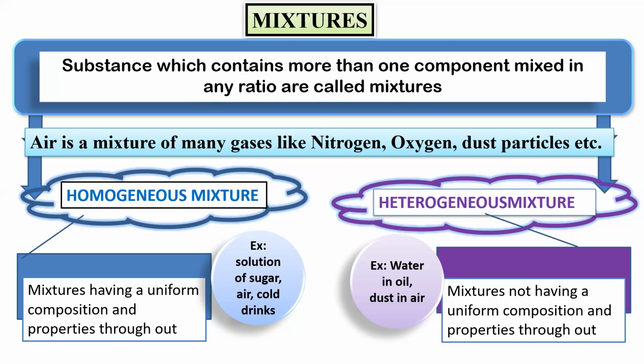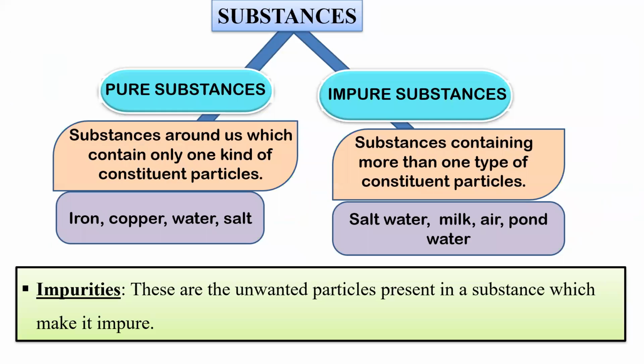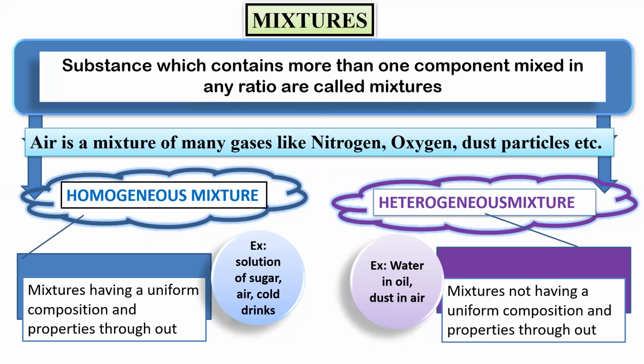Now as we saw that substances are divided into pure and impure substances, in the same way, mixtures are also divided into two parts: homogeneous mixture and heterogeneous mixture. Now we'll see homogeneous mixture. A mixture having a uniform composition and properties throughout. Examples: solution of sugar, air, cold drinks.